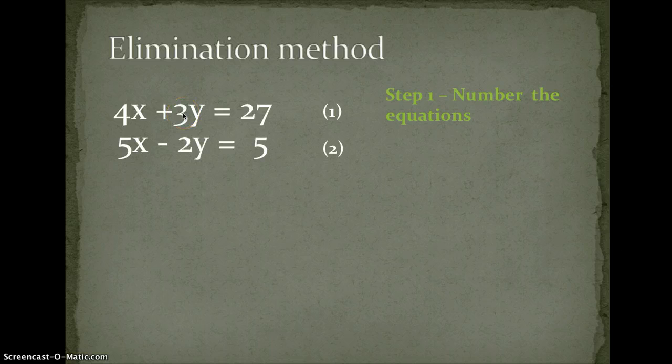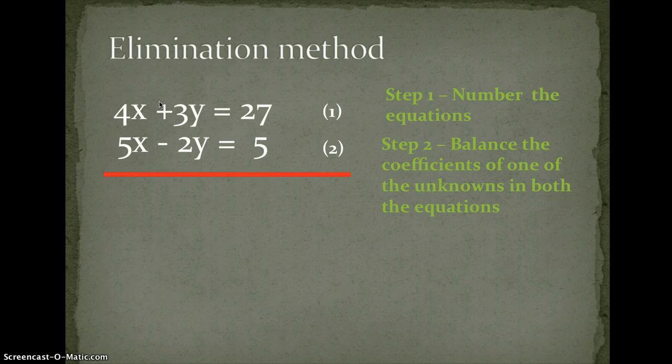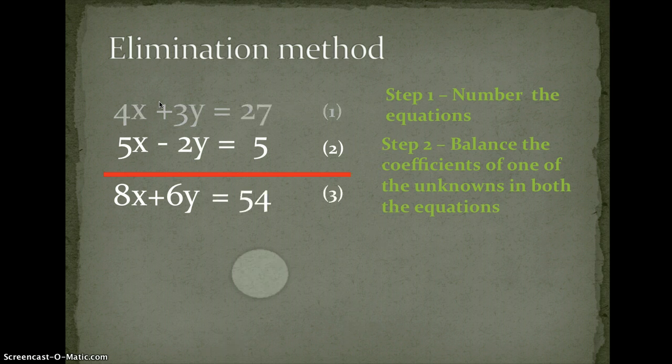So for me to do that, I can only use multiplication or division. I would like to multiply equation 1 by 2. So I'm going to multiply all the terms here by 2. Let me draw the line and let's start making a new equation. Okay, multiply 4x by 2, you get 8x. Multiply 3y by 2 is 6y, equals, multiply 27 by 2, you'll get 54. And now I'm labeling this as my new equation, equation 3.